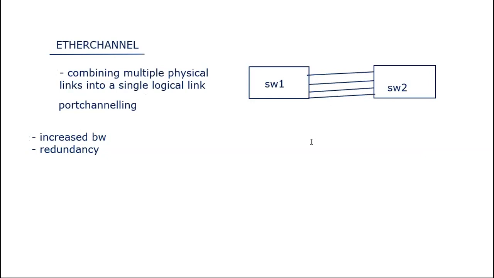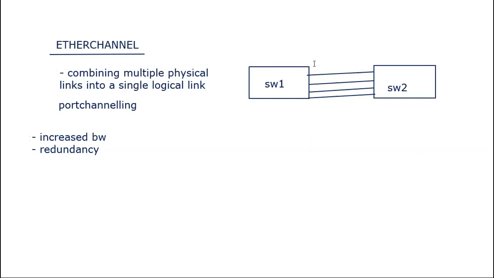But what will happen, as we just discussed in STP? STP will block the ports and only one link will be up at a time. But what if we want all the links to be up at the same time, and we also don't want loops to be generated, which is not possible generally, right? So we can configure EtherChannel. EtherChannel gives us the advantage of the multiple links so that we can use the bandwidth of all the links at the same time.